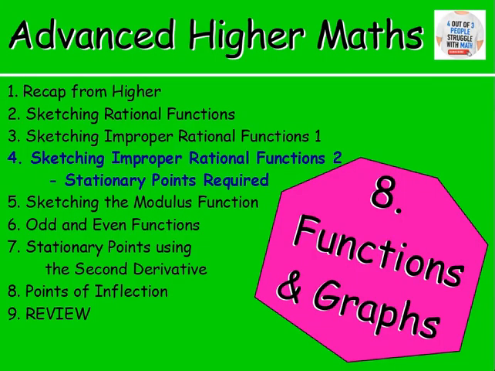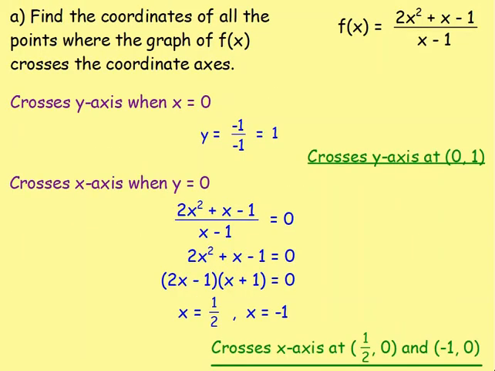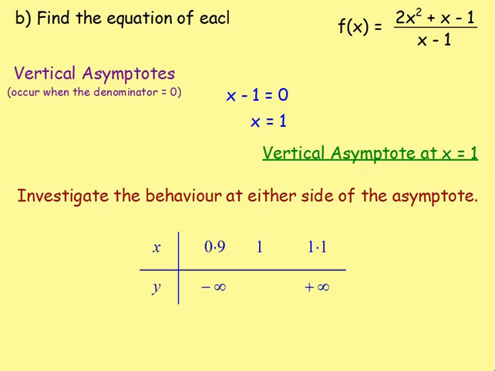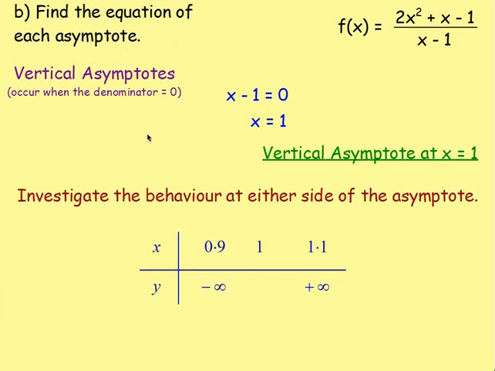After that, we looked at what happens when stationary points are required. So that is the exact same as lesson 3. However, I threw in one example, which is more like an exam style question, where we also had to find stationary points. This was the question here, but you can see we're starting off the same way. We're still finding where it crosses the x and the y axis. We're then looking at the asymptotes as well. So find the equation of each asymptote. You can do that. Vertical asymptotes occur when the denominator equals 0. You can get that. Think about what happens either side.